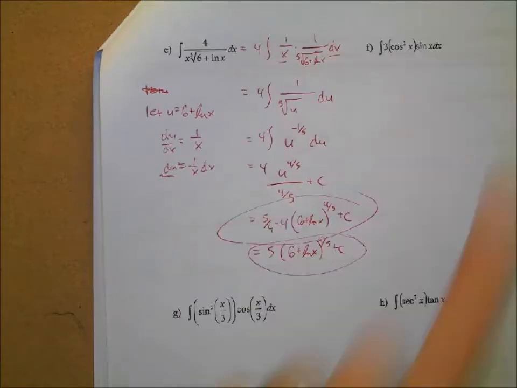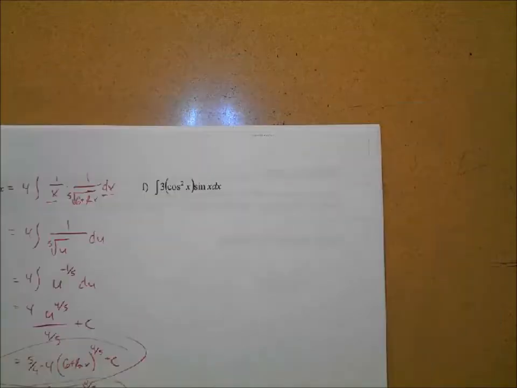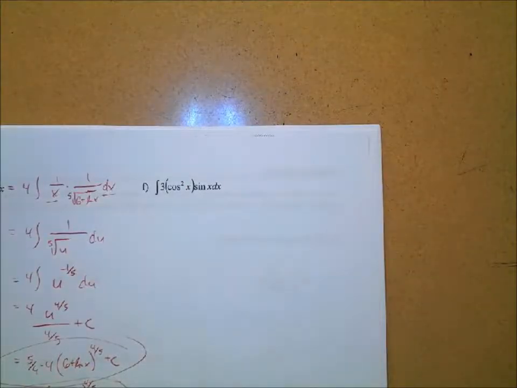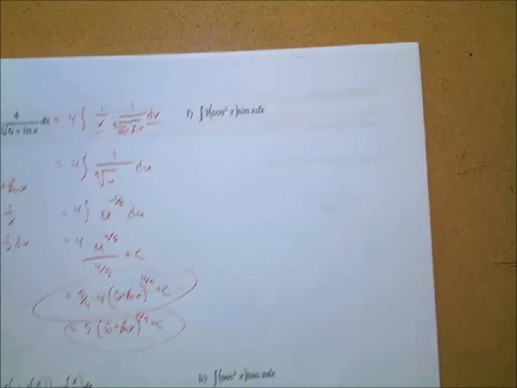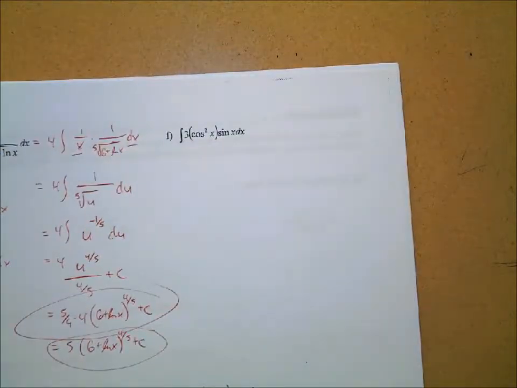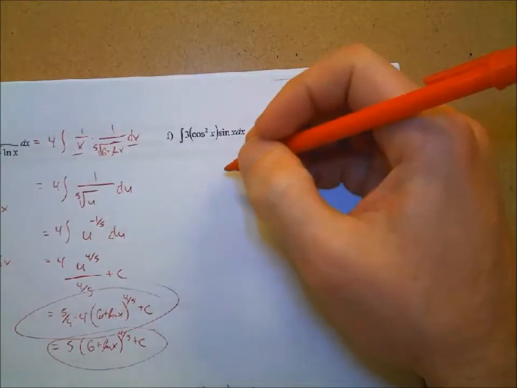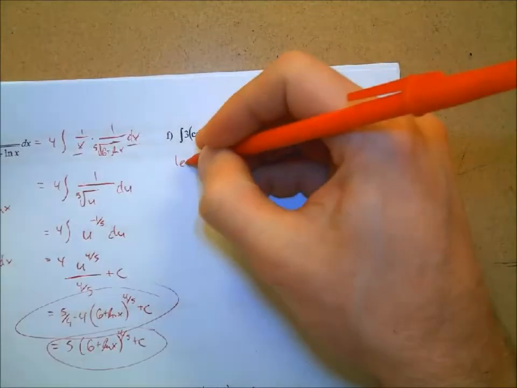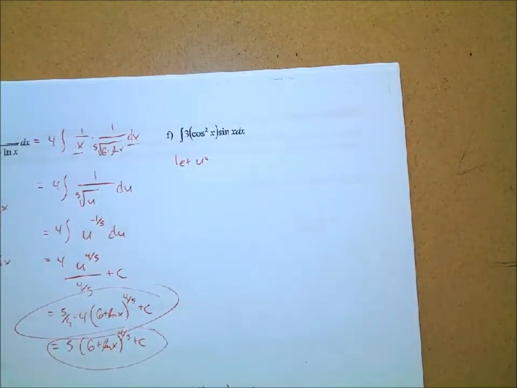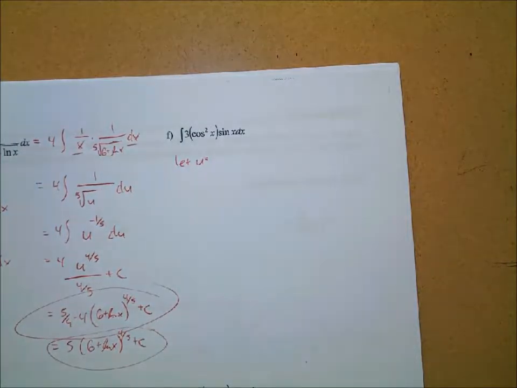All right, let's go to letter F then. So, what should our u be here? What is a function that's inside of another function here? Cosine squared in parentheses. Should we let u be cosine squared? No. Because when we take the derivative of cosine squared, we're going to have 2 cosine sine. And we'll have the sine, but we won't have another cosine because we already used up the cosine squared. So u should be what? What's inside something here?